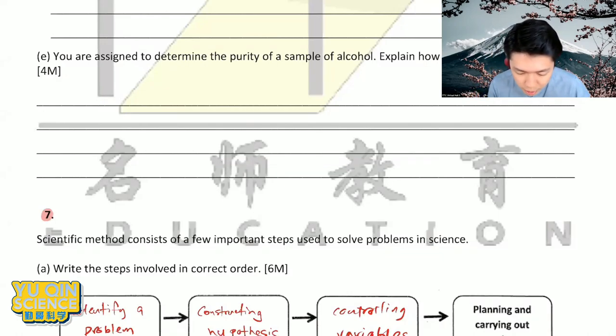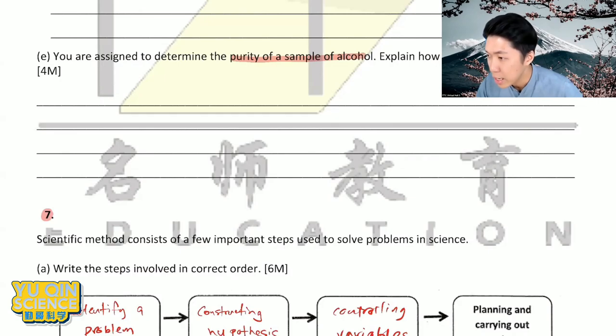Oh, you mean the 4 marks, is it? To determine the purity of an alcohol, explain how you will carry out the experiment. Okay, this one I could quickly show you. I have to say it's a long one. I could quickly show you for those who are interested. Give me a moment. Okay, so a quick one for everybody, if you are still okay to stay a bit more, or else you can go ahead and do what you need to do now. I'm just going to explain a little bit more, maybe 2 more minutes.